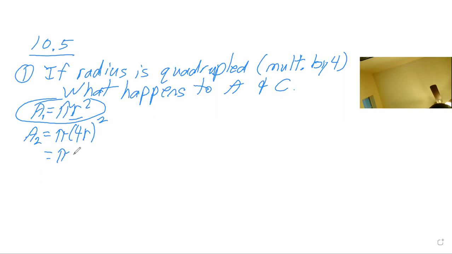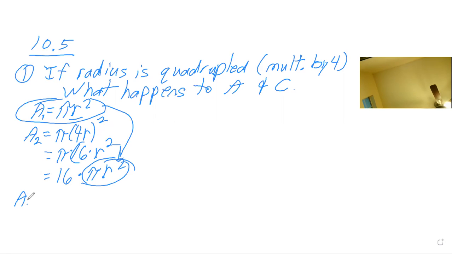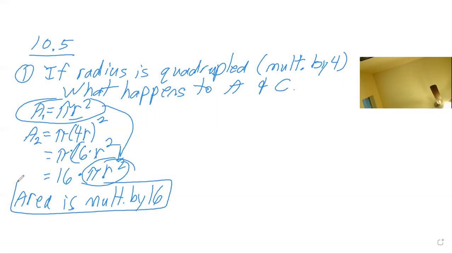So let's see what happens. Pi, 4 squared is 16, so it's times 16, and then r squared. That 16 is multiplying by pi r squared. So your original area was pi r squared, and it's multiplied by 16. So area is multiplied by 16. That would be your answer to what happens to the area.